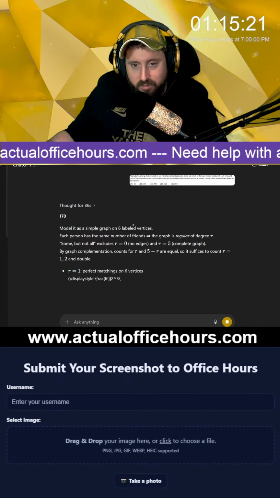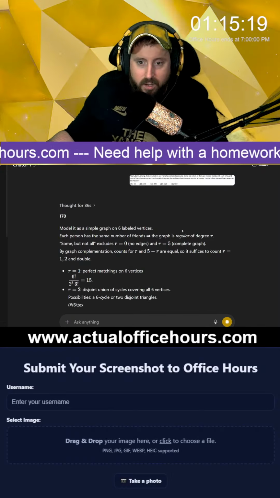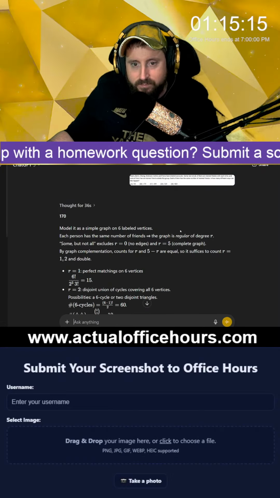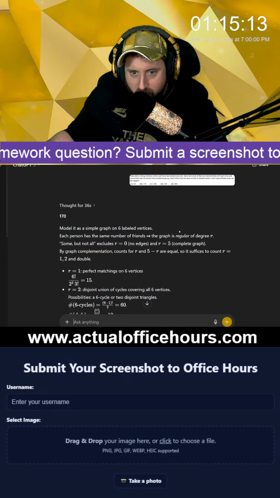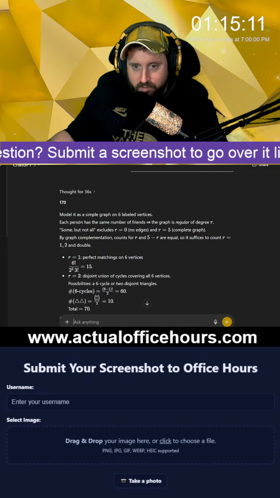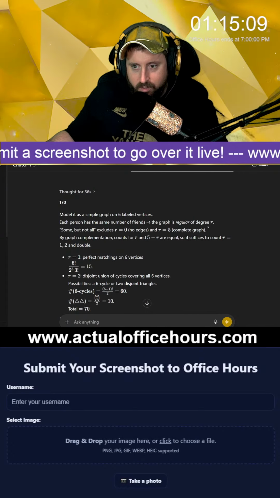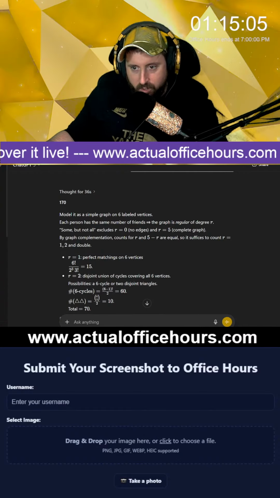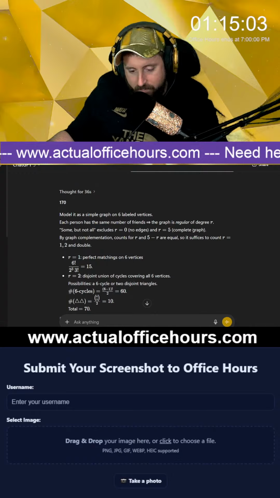Yeah, permutations can be tricky. Chat says 170. Model it as a simple graph of 6 labeled vertices. Each person has the same number of friends, a regular degree r. Some but not all excludes r equals 0 and r equals 5.